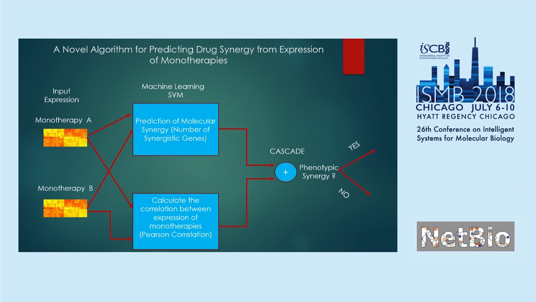Next, we tried to algorithmize these observations. We took the monotherapies and tried to predict, using machine learning, the number of synergistic genes, and also calculated the correlation between monotherapies. We then combined them in an optimal way to see whether the drug pair is synergistic or not.